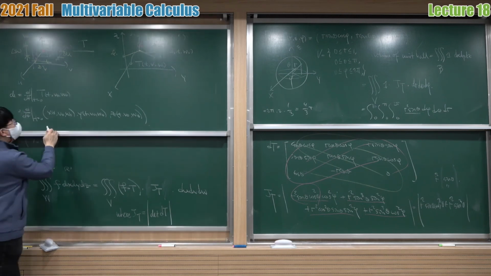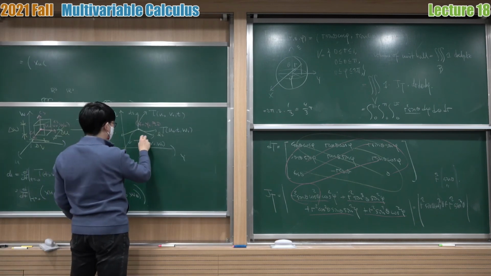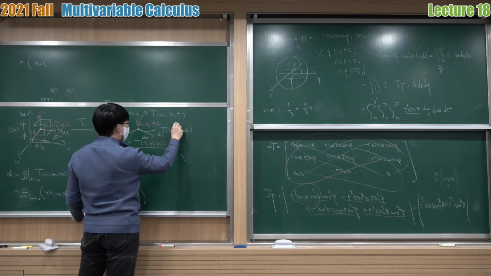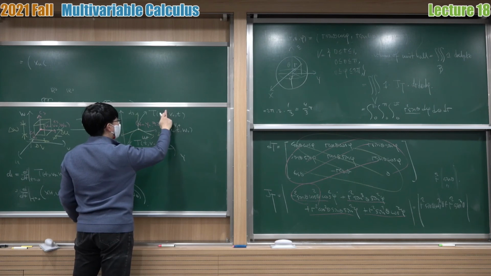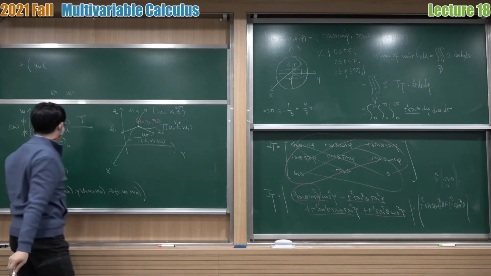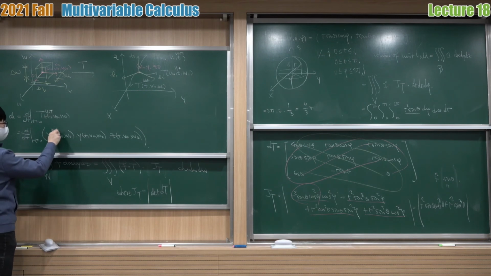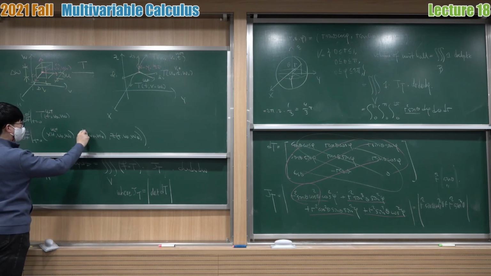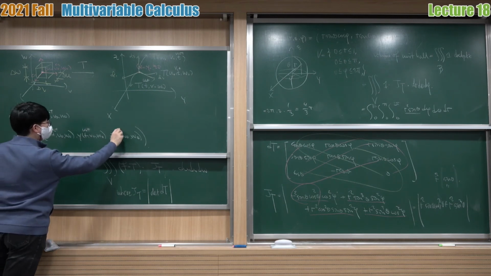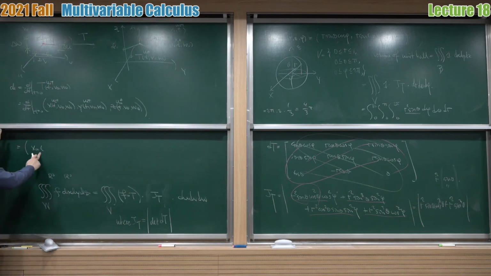I'm sorry. I made a big mistake here. So u0 plus t, right? v0 plus t, w0 plus t, okay? Sorry, it's u0 plus t. So when t equals 0, we are looking at the partial derivative at (u0, v0, w0).